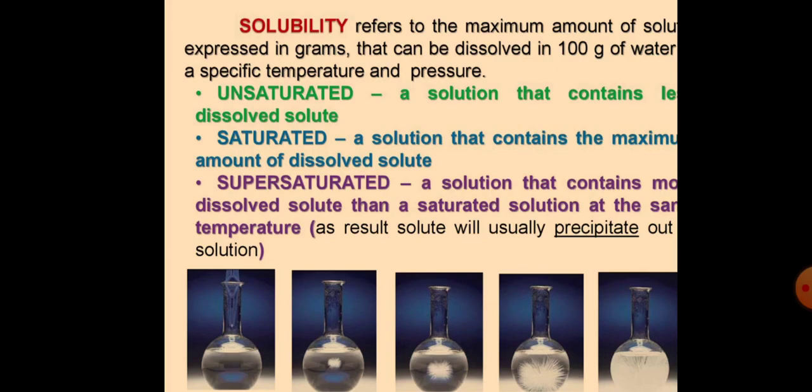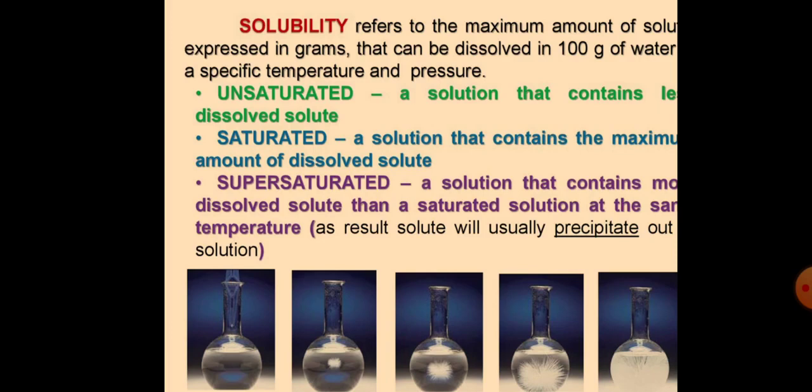So, how to prepare a saturated solution? For example, imagine we are preparing a solution of copper sulfate. First, take a beaker, take 100 ml of water and add 1 gram of copper sulfate, stir it, and try to dissolve. Again add 1 gram, stir it, and continue adding 1 gram at a time, stirring vigorously. A stage will come when no more copper sulfate will dissolve at that temperature. That solution is said to be saturated.